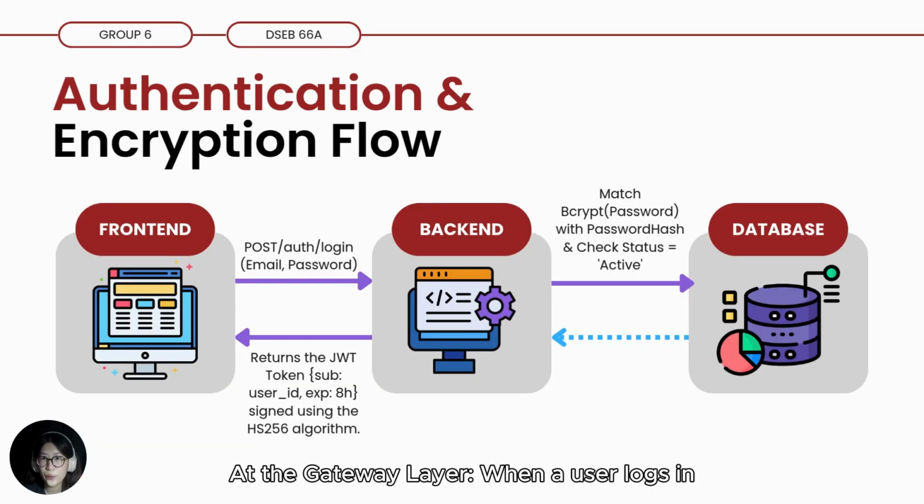At the gateway layer, when a user logs in, the backend immediately checks their account status. If the account is banned or inactive, the system blocks them right away, even if they type the correct password. For verified active users, the backend creates a JSON Web Token using the HS256 algorithm and a secure key. This token holds the user ID and expires after 8 hours, balancing system security and user convenience.